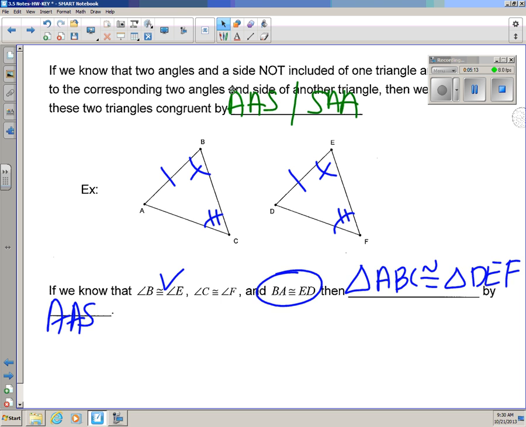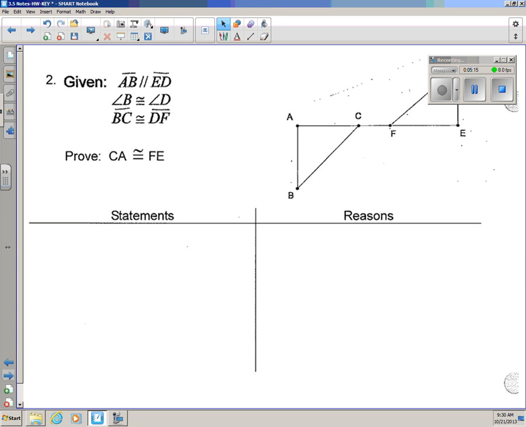Let's take a look at the proof. You're given parallel lines AB and ED. You're given angle B and angle D are congruent, and BC and DF are congruent. And you're asked to prove parts. So if you're asked to prove parts, we got to find those triangles first. So let's see what we can do with this first given, which says that line segment AB is parallel to line segment ED.